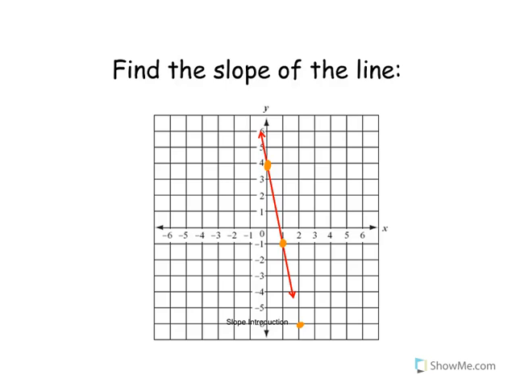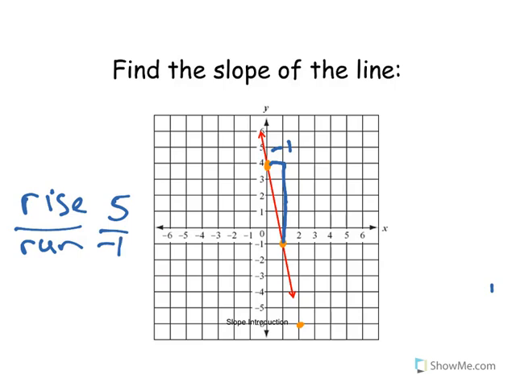So now we're going to say, well, let's measure the slope. Let's find my rise over my run. So my rise, if I start from this point, is that I'm going up 5. So that's positive 5. And I am running to the left, so 1 to the left. So my slope is 5 divided by negative 1, which is negative 5.